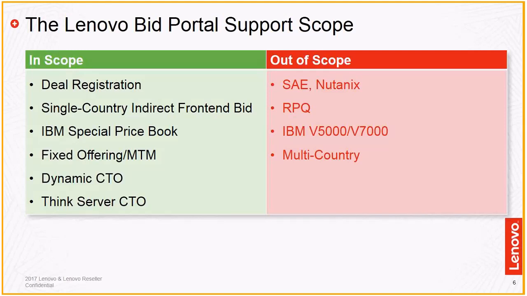This is the Lenovo Bid Portal support scope. The left side are the sub-brands in scope, which are supported by LBP, including deal registration, single country indirect front-end bid, IBM special price book, fixed offering, MTM, dynamic CTO, and ThinkServer CTO. On the right side are out of scope, which are not supported by LBP, including SAE, Nutanix, RPQ, IBM V5000 and V7000, multi-country. For SAE and Nutanix, LBP supports the deal registration, but doesn't support the creation of a bid request.